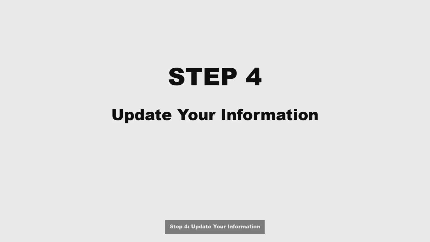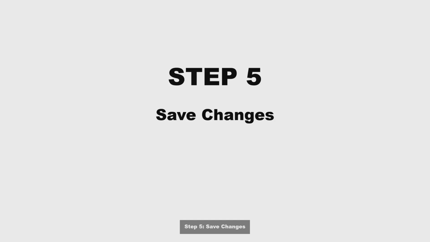Step 4. Update your information. Enter your new billing information, including credit card details or billing address. Ensure all information is accurate to avoid payment issues. Step 5. Save changes. After updating your information, look for a Save or Update button. Click it to confirm your changes and ensure your new billing information is recorded.